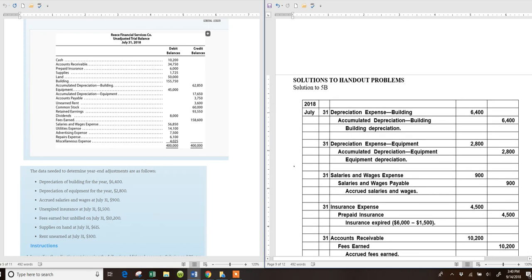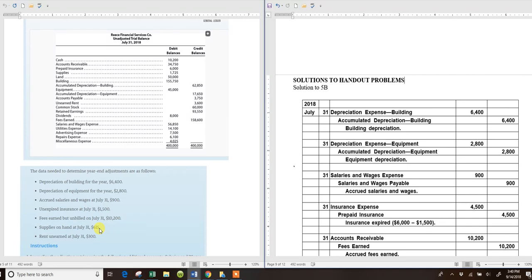Next one, supplies on hand for July 31st is $615. So now I need to go up here, and again, this tells me what's on hand. I always expense the portion that's used up. So I need to figure out how much is used up if I have $615 on hand. So I go up here to supplies. I see $17.25. I've still got $615 left, so I back into the portion that's used up.